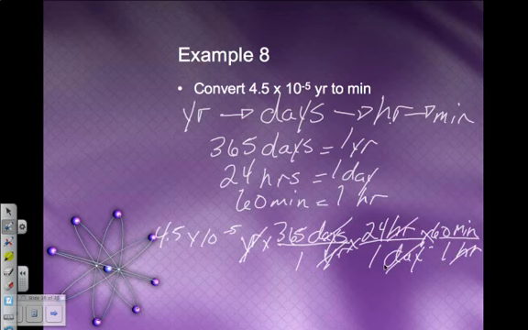Okay, so 4.5 EE negative 5 times 365 times 24 times 60. And I should get 23.652 minutes. That's the unit that I'm left with. Okay, so now let me just check my sig figs. I've got 2 here. I need to have 2 here, so it's going to be 24 minutes.